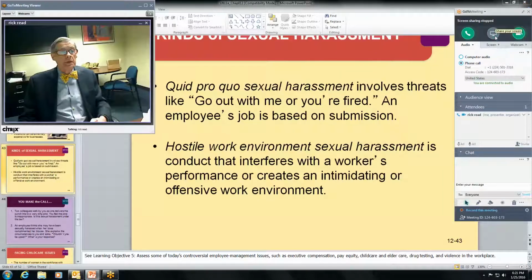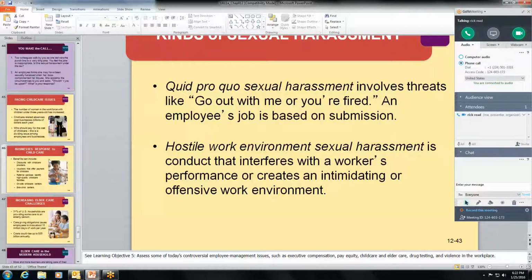In a hostile work environment, what we call it, this could be pictures, it could be wolf whistles, it could be pornography, it could be any type thing which causes a person to be under some type of stress. These are issues that are coming along.